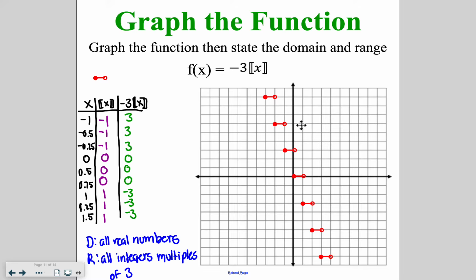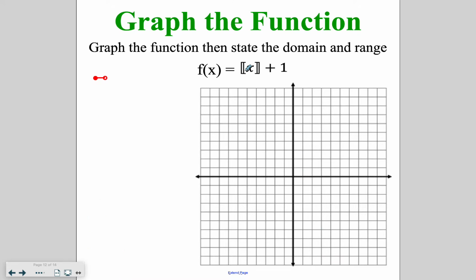If it had been multiplying by negative 7, every time you jump, it would have been 7 spaces, and you would have said all integers multiples of 7. So whatever your number is in your equation, that's going to help you figure out what your value is as you are doing your multiples. Go ahead and make the table for this one and the graph on your own.